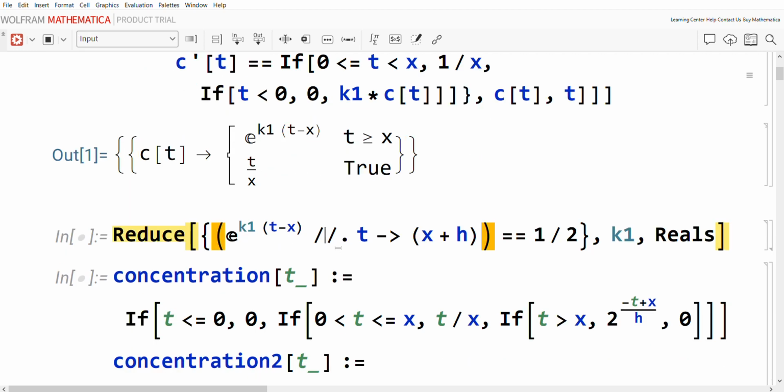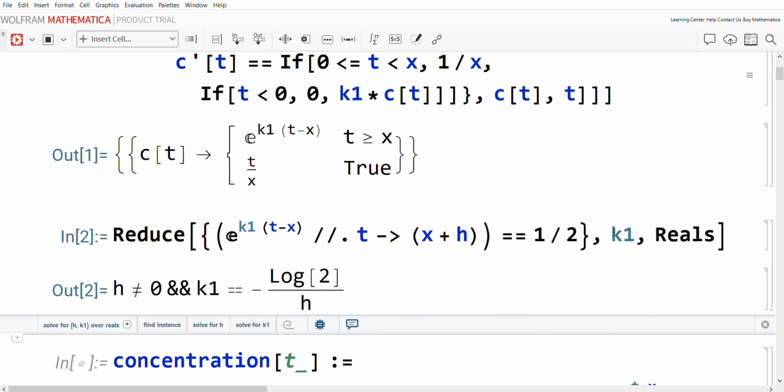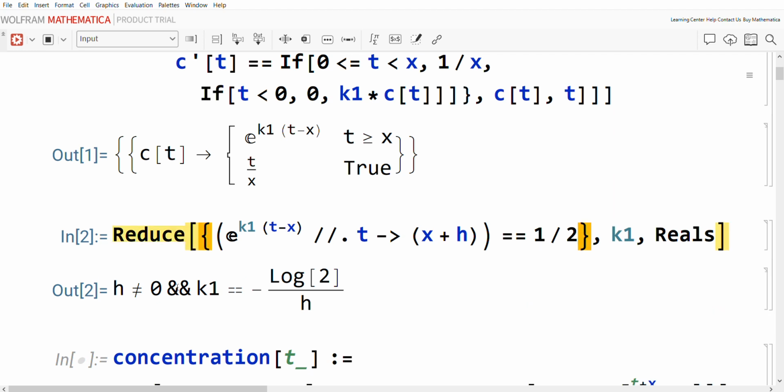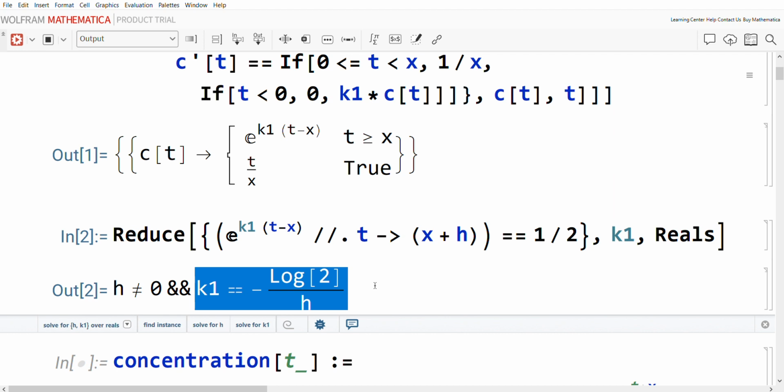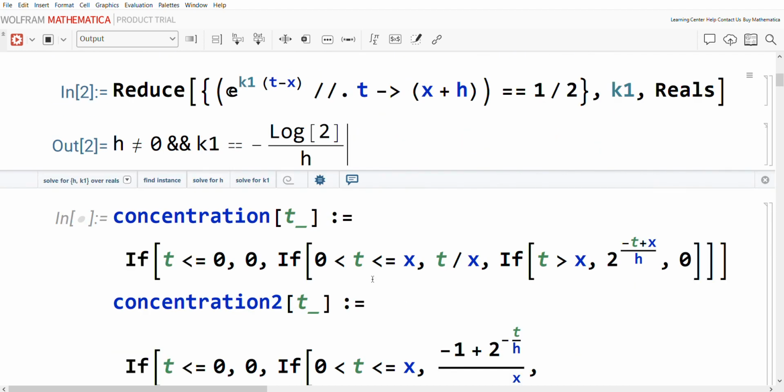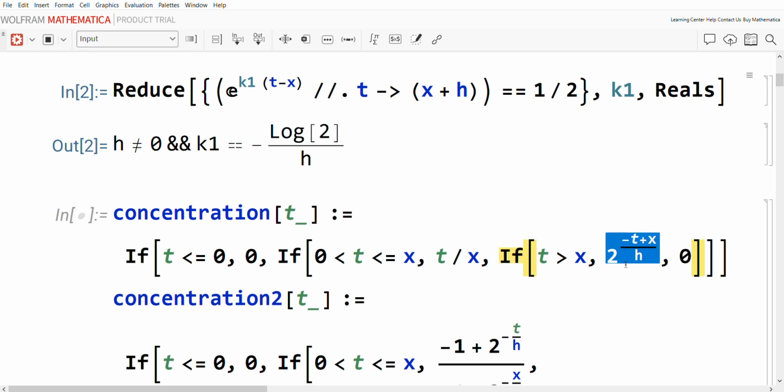So then I want, when time equals the peak plus the half-life h, when t equals that, I want it to equal exactly 1/2, a unitless 1/2. Let's see how long it takes that. So it says h is greater than, not equal to, 0, and k1 equals this. Good, so we got k1 out of that, and when you plug it all in, the exponential e and the logarithm kind of cancel out, and you're left with 2 to this power.